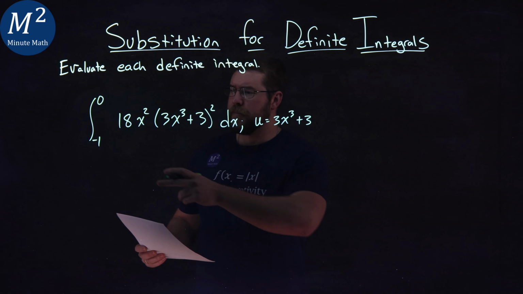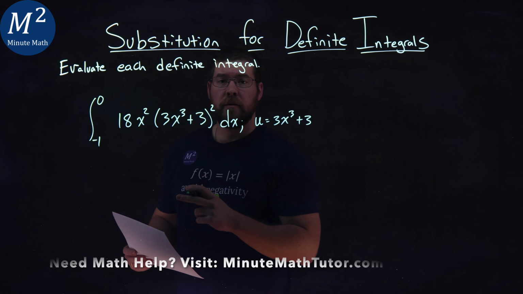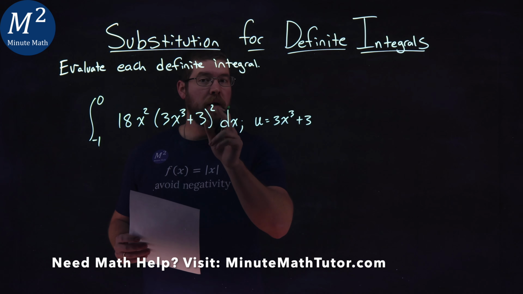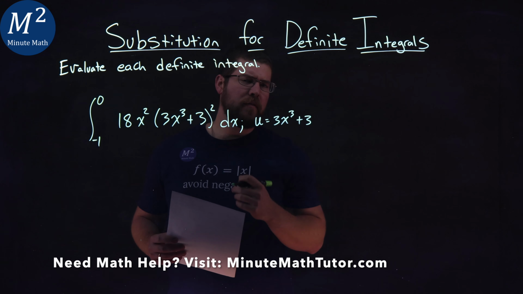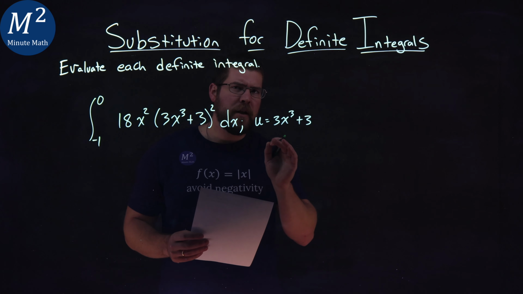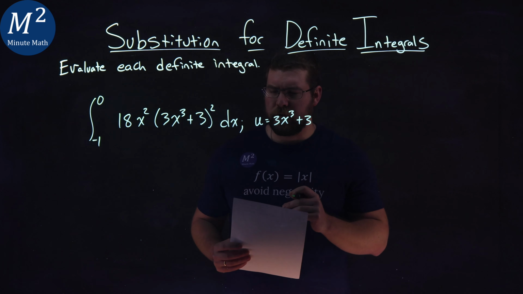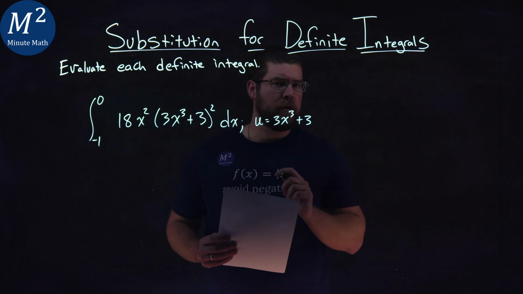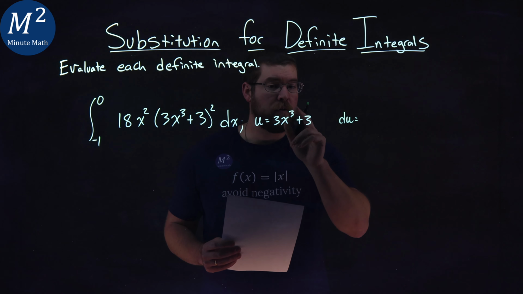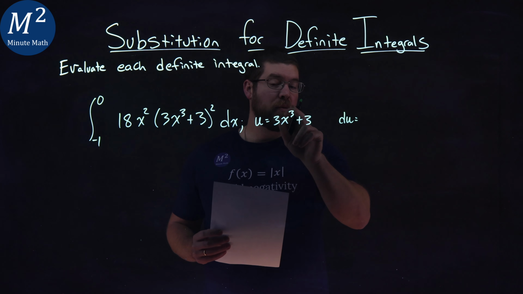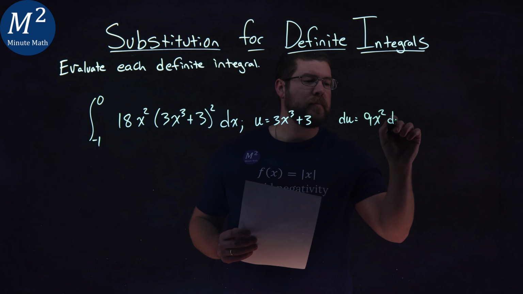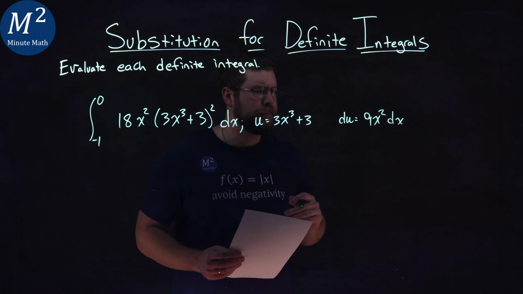We're given this problem right here, the integral from negative 1 to 0 of 18x squared times 3x to the third power plus 3, all squared, dx. And we're given a u value of 3x to the third power plus 3. And we need to evaluate this definite integral. Well, we have a u value right here, so let's go find my du value. The derivative of 3x to the third plus 3 is, well, 3 comes down, multiplies by 3 is a 9. 9x squared dx. Don't worry about the plus 3 there.